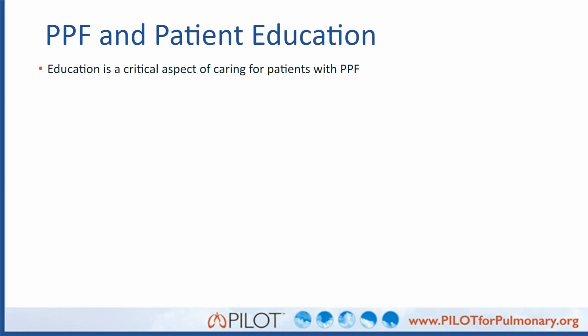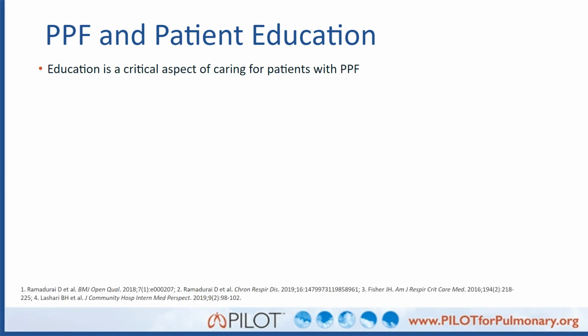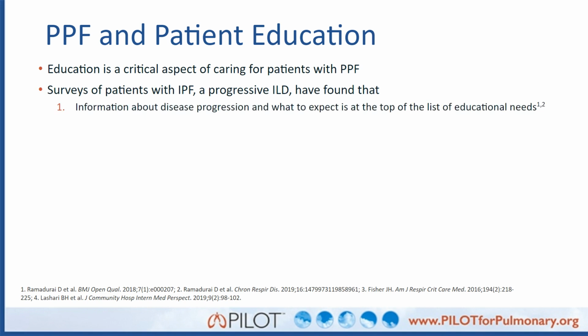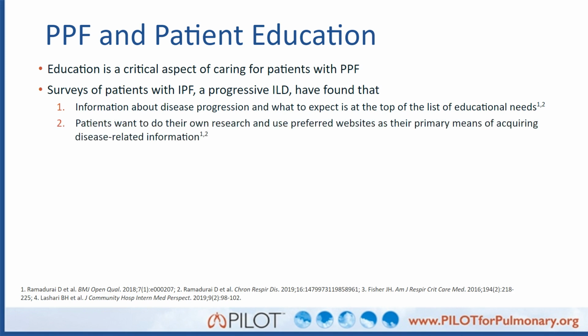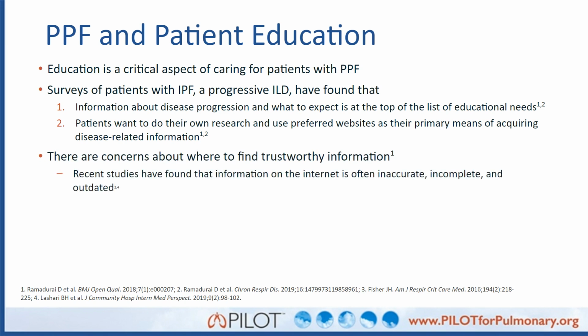Education is also a critical aspect of caring for patients with progressive pulmonary fibrosis. And in surveys of patients with IPF and progressive ILD, these surveys have found that information about disease progression and what to expect is at the top of the list of educational needs. Patients want to do their own research and use preferred websites as their primary means of acquiring disease-related information. But there are concerns about where to find trustworthy information. And recent studies have found that information on the internet is often inaccurate, incomplete, and outdated.